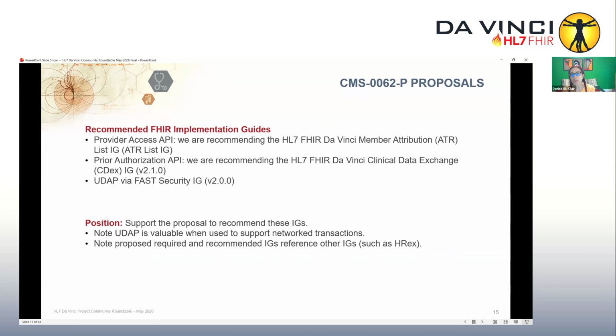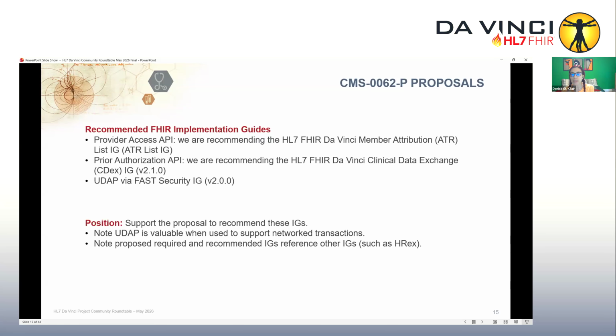Then there's a proposal to recommend a few IGs that were previously not recommended. So those IGs previously recommended in former rulemaking are now being proposed to be required, and 3 new IGs not specifically named previously are now being proposed to be recommended. And the 3 that are being recommended are the HL7 FHIR Da Vinci Member Attribution List IG, or ATR List IG, which you'll also hear about more today.